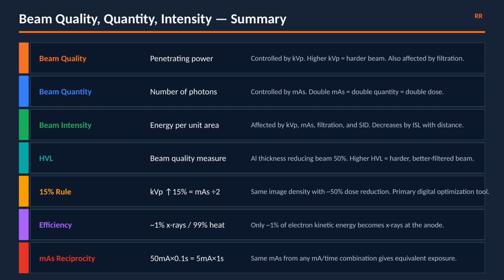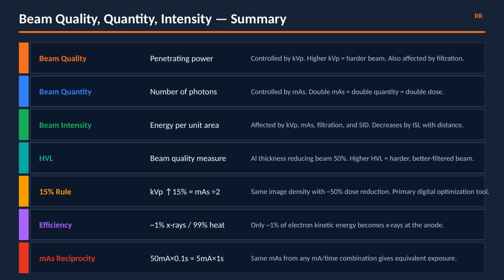Beam quality is penetrating power, controlled primarily by kVp, secondarily by filtration. Higher kVp equals harder beam equals greater penetrating power. Beam quantity is the number of photons produced, controlled by MAS. Double the MAS and you double the quantity and double the patient dose. Simple, linear, direct. Beam intensity is energy per unit area, affected by kVp, MAS, filtration, and SID, and it decreases by the inverse square law with increasing distance.